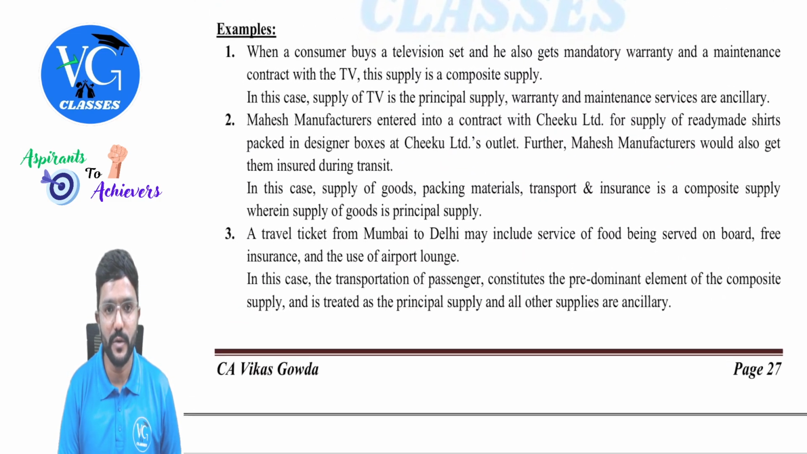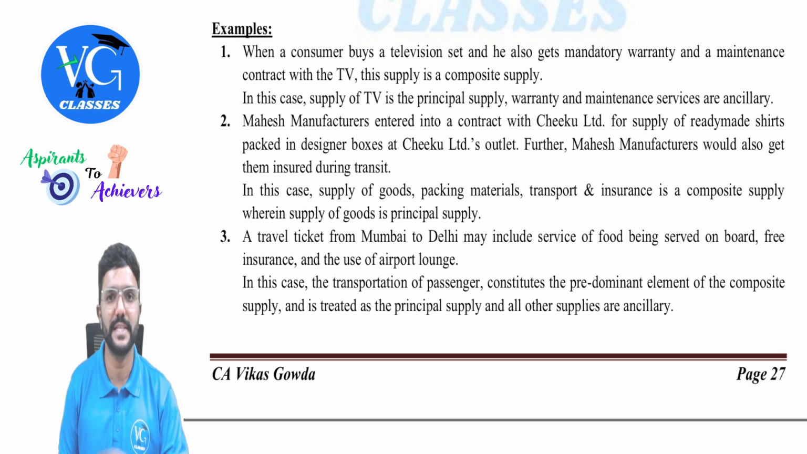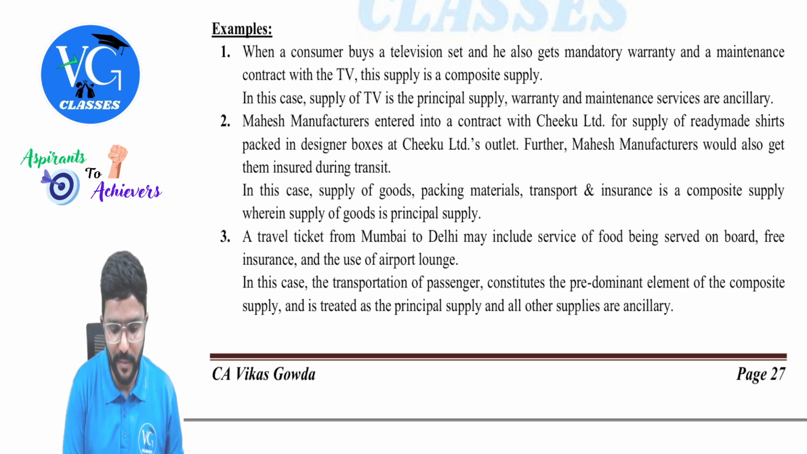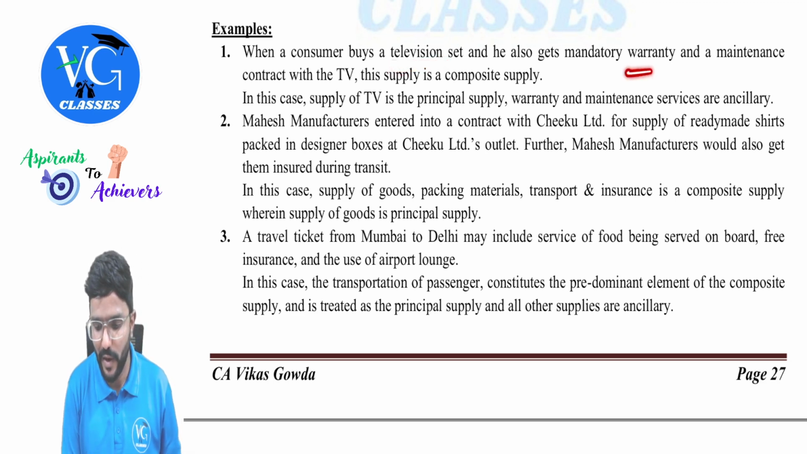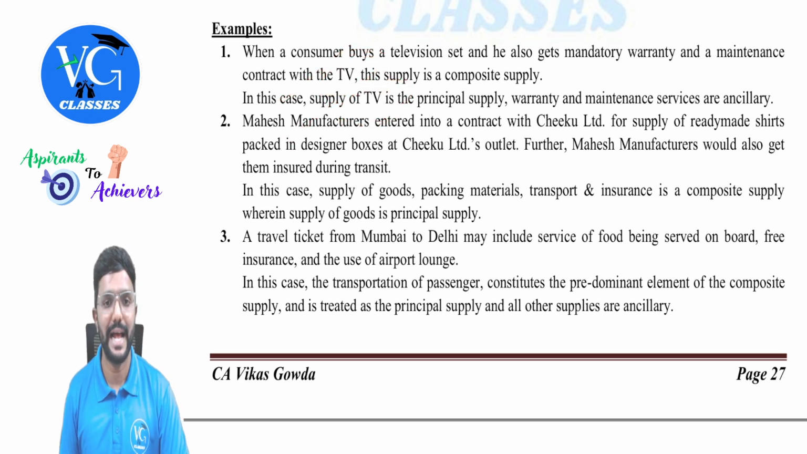You can pause the video and go through, or else I will quickly read. Yes, okay, I will quickly read. This is an example for composite supply. When a consumer buys a television set along with the warranty and maintenance, is it a composite supply? Yes. So what is the principal supply? TV. The remaining two would be ancillary.